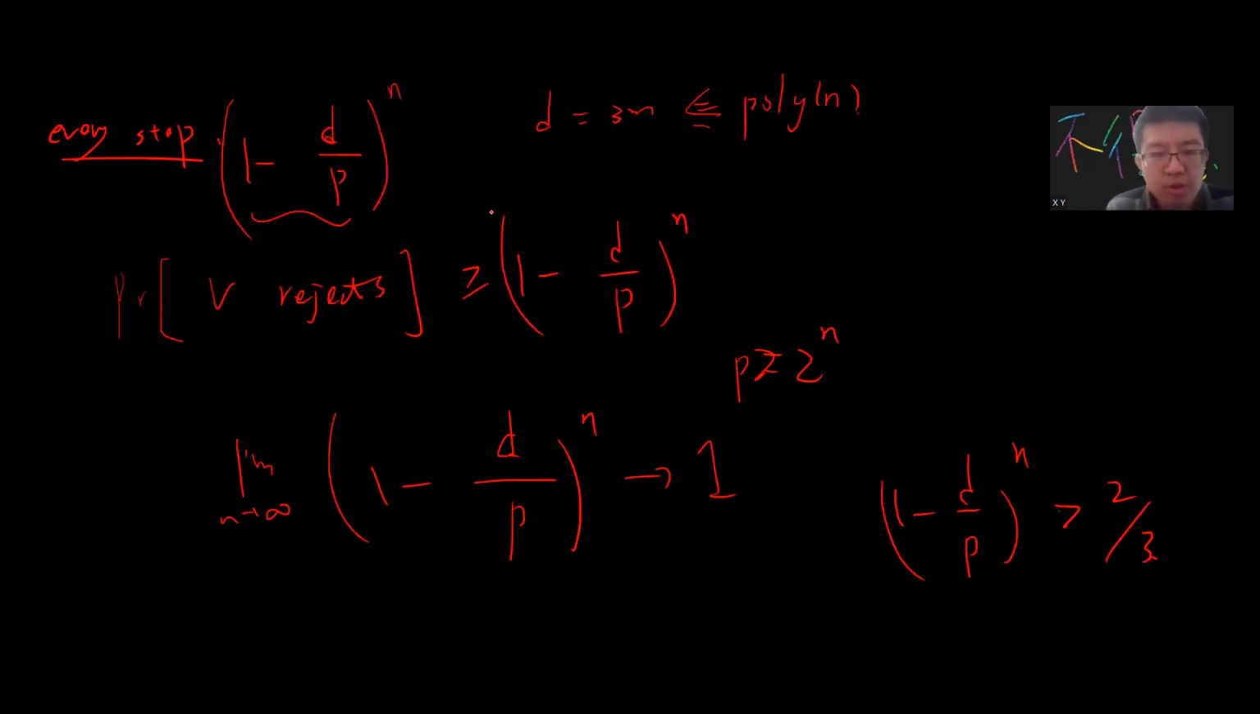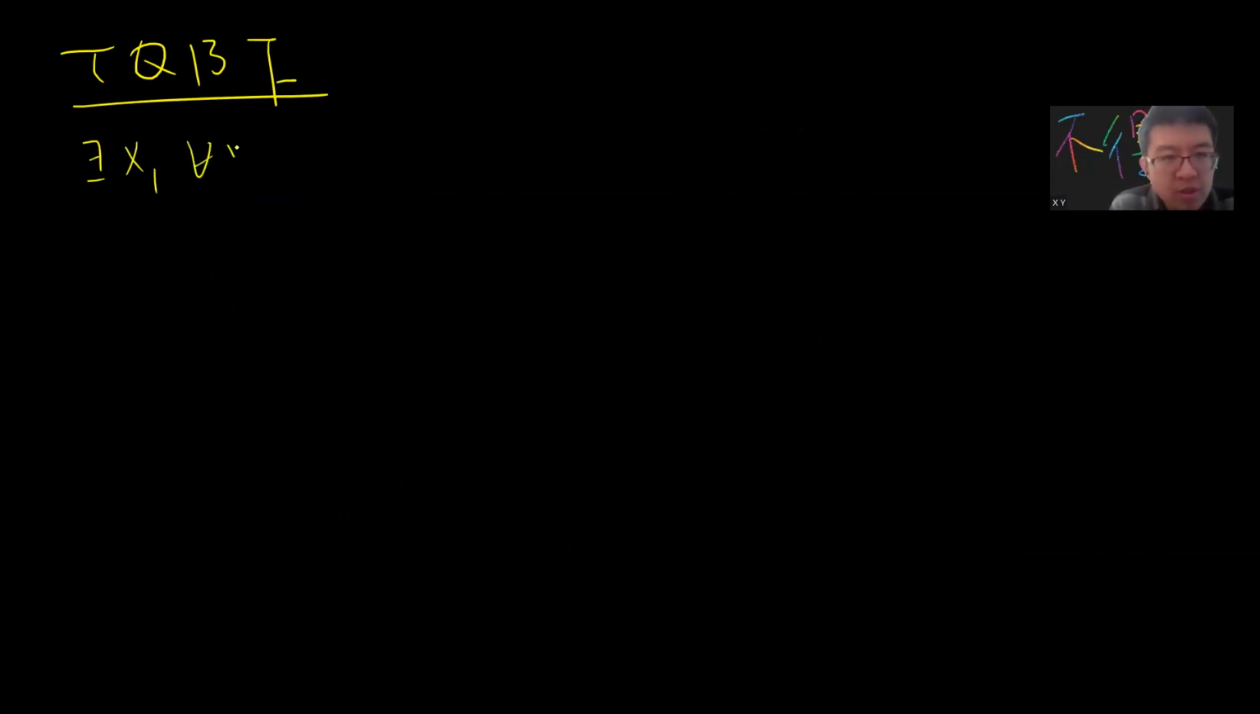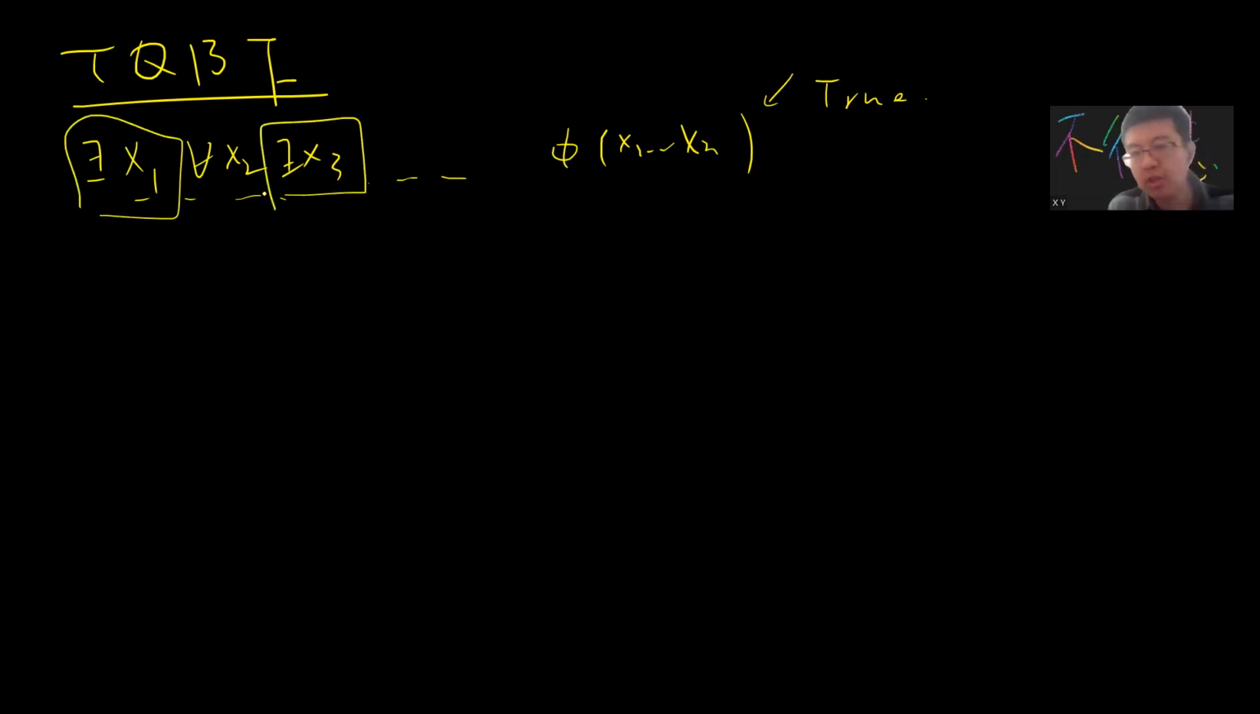Once you have this, it seems like everything is simple, because you just replace this with TQBF. For example, TQBF is: there exists x1, for all x2, there exists x3, and so on, where these are Boolean variables such that phi of x1 through xn is true. We can do the same optimization. We already have exists, and it is just a sum.